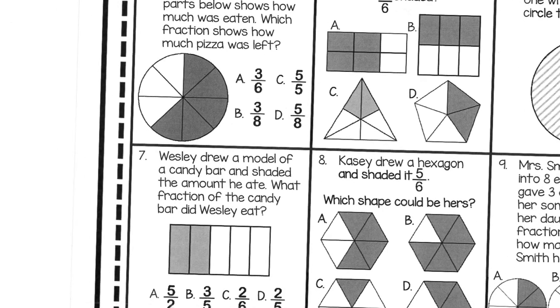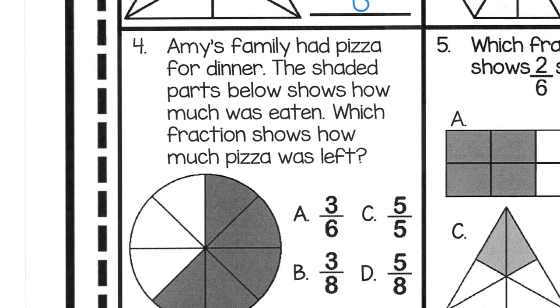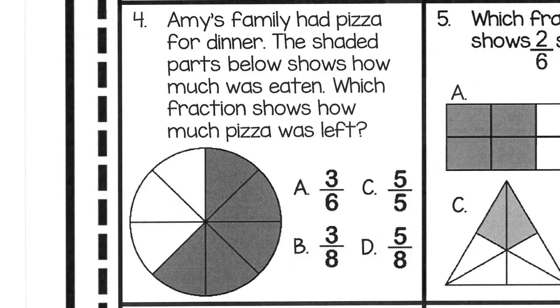Now, I'm going to help you with, let's see, 1 or 2 more, and then I'll let you do the rest. On number 4, it says, Amy's family had pizza for dinner. She shaded parts below. The shaded parts below shows how much was eaten. Which fraction shows how much pizza was left? So if this is what was eaten, and they want to know how much was left, it looks like we need to count the pieces that aren't shaded. And it looks like there's 1, 2, 3 that aren't shaded. And I have 2 answers that have 3 as a numerator, which means that these cannot be options.